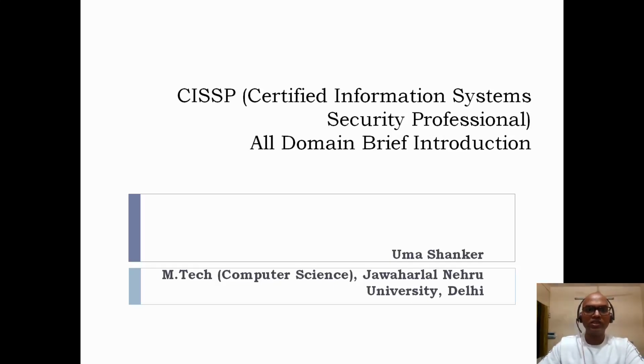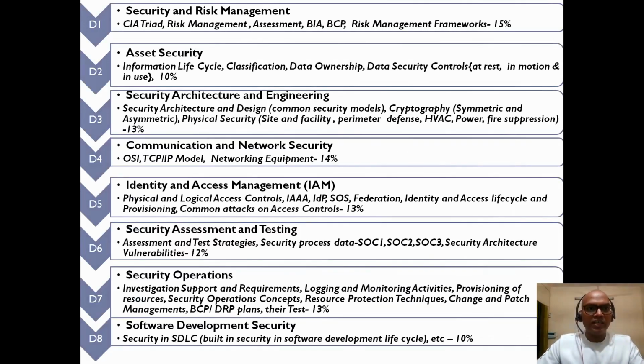Today we are going to discuss how the CISSP syllabus is divided into all 8 domains, and what all 8 domains contain. Domain 1 contains security and risk management. In this domain, the CIA triad is discussed: what is risk management, what is risk assessment, what is BIA, BCP, and several risk management frameworks. This constitutes 15% of the total CISSP exam.